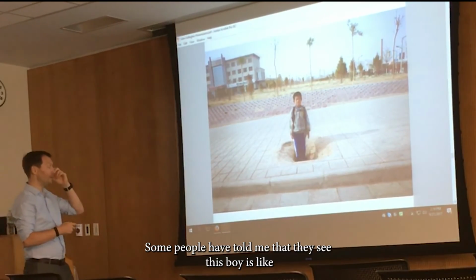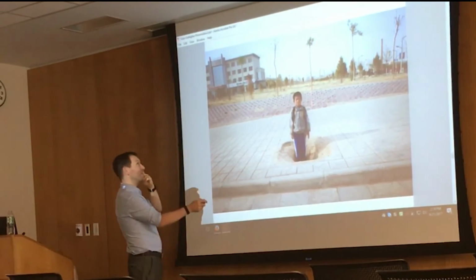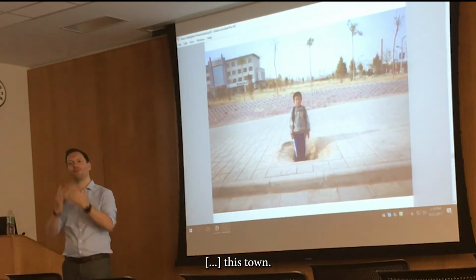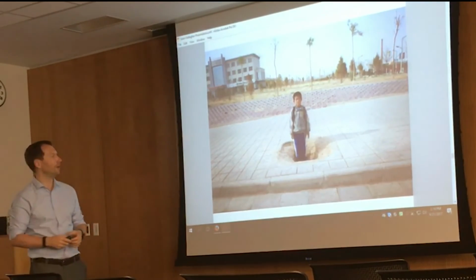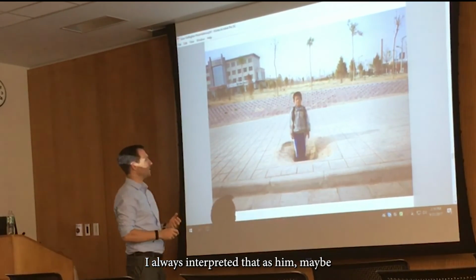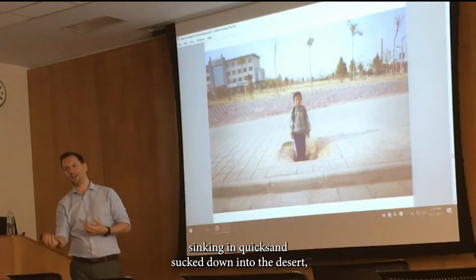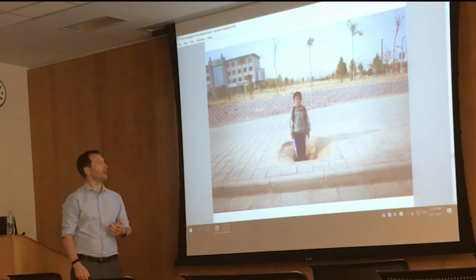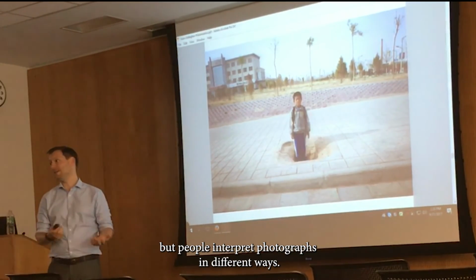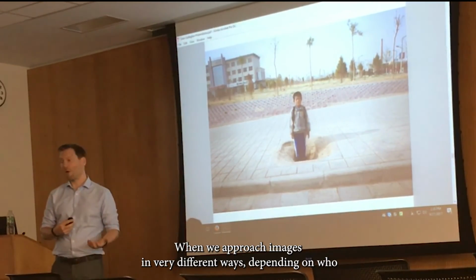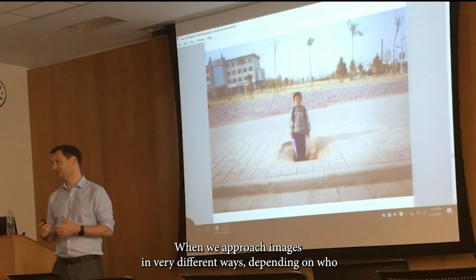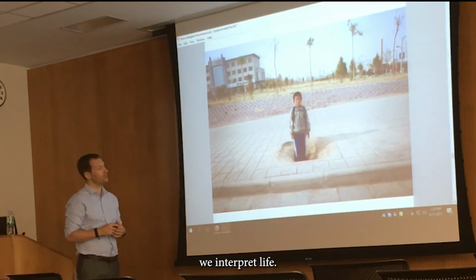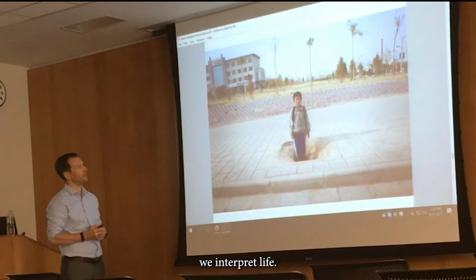Some people have told me that they see this boy as like one of these trees sprouting up. It's the youth, it represents the future growth of this town. I always interpreted it as him maybe sinking in quicksand, being sucked down into the desert. But people interpret photographs in different ways. You know, we approach images in very different ways depending on who we are, what our backgrounds are, and how we interpret life. Exactly.